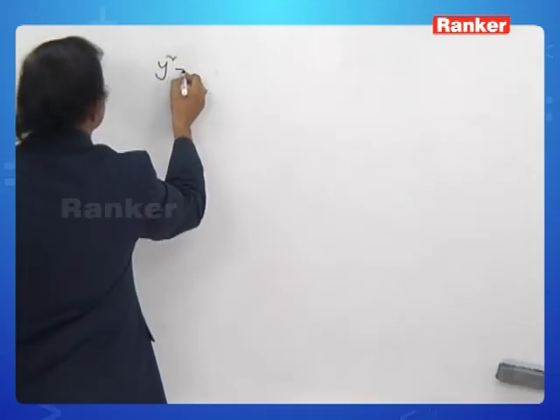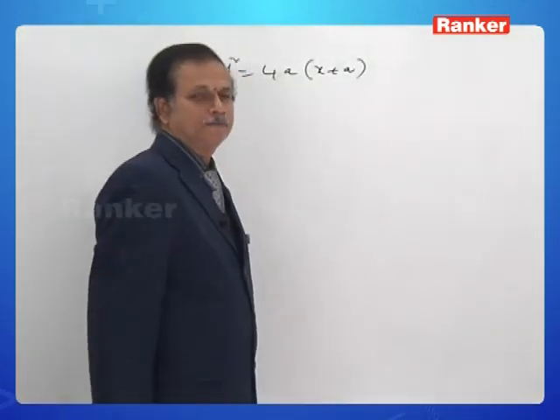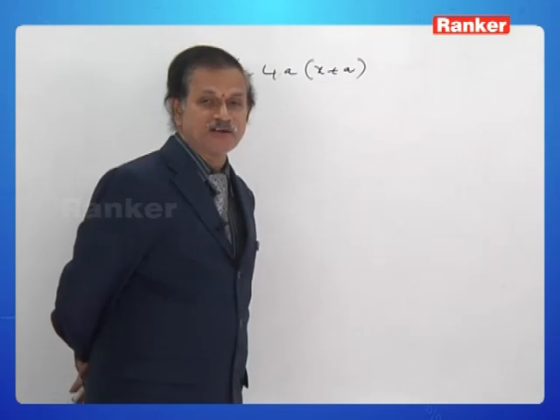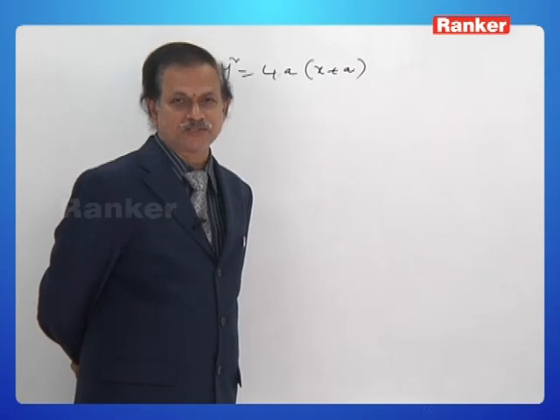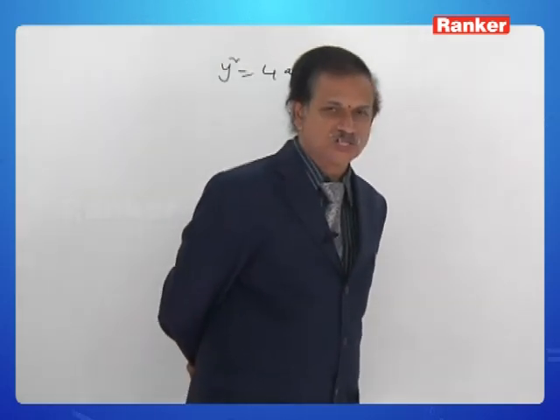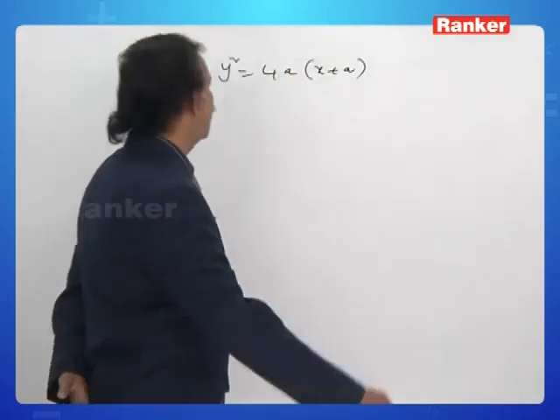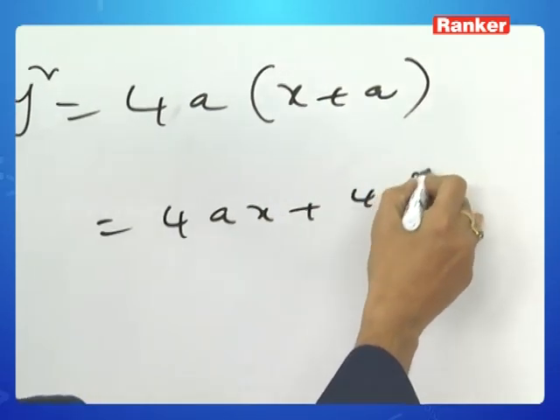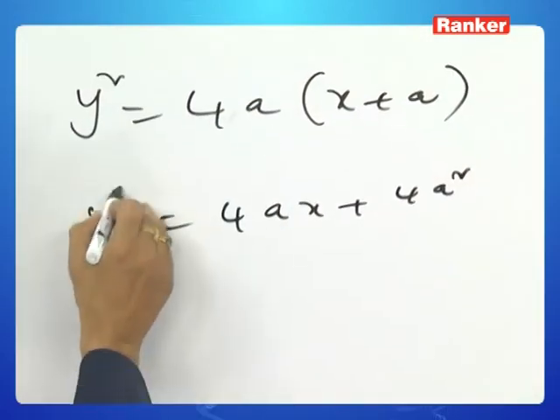What is the differential equation of the family of parabolas y square is equal to 4a into x plus a? Here, of course, the vertex is not at origin. It is minus a, 0 is the vertex. How many constants are to be eliminated here? Only one, a. This is equal to 4ax plus 4a square. Hence, y square is equal to this.